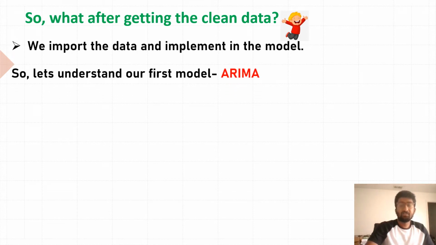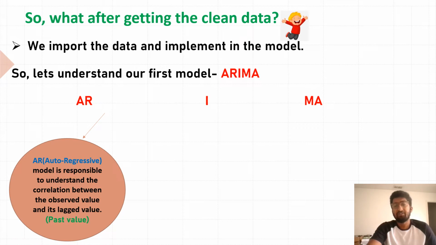So let's understand what ARIMA is. ARIMA is basically an amalgamation, or combination, of three different models: AR, that is the autoregressive model, MA, that is the moving average model, and I, that is the integration model. So it's basically three models combining to form one model.